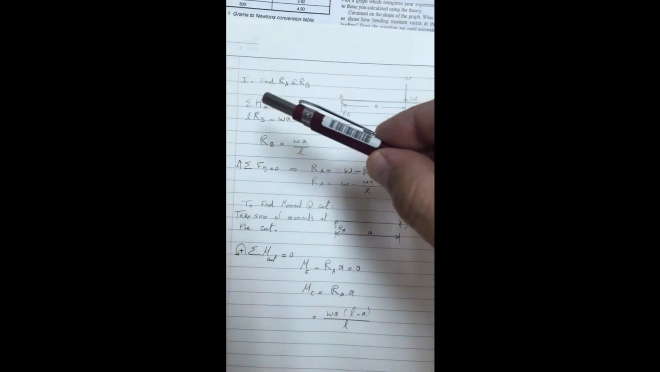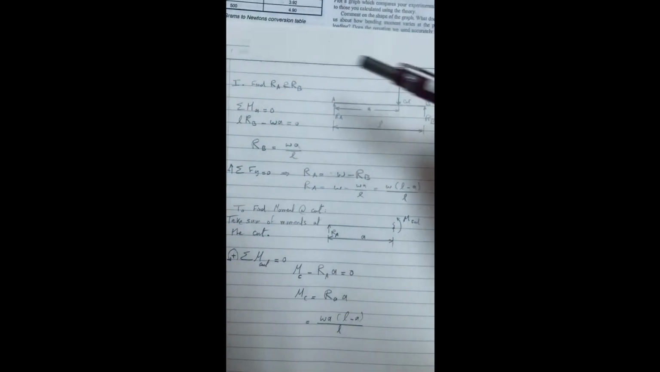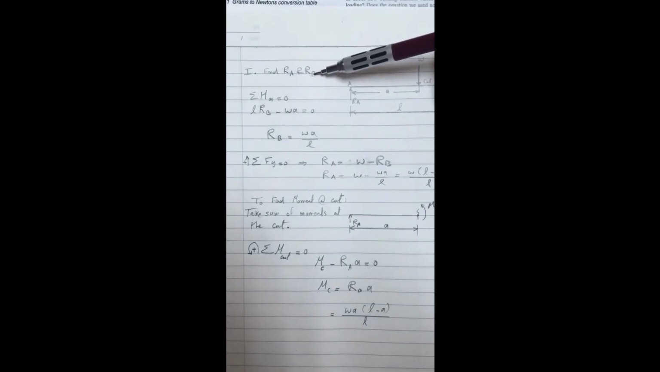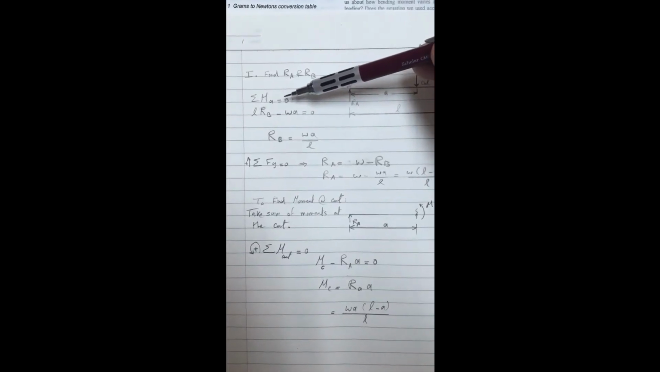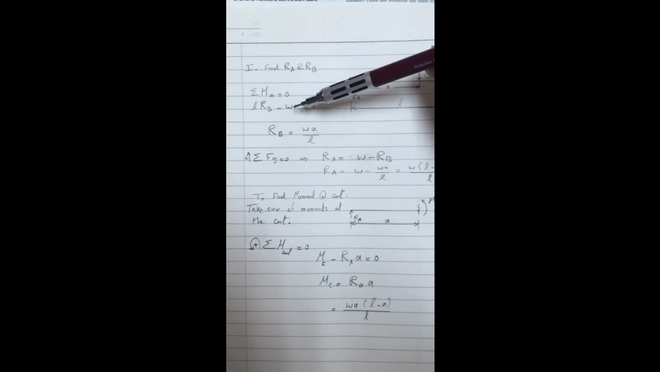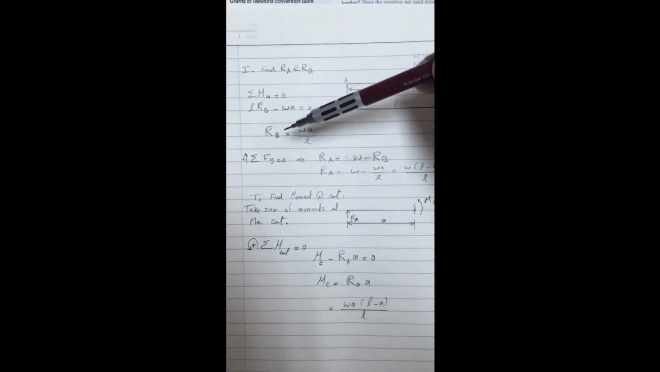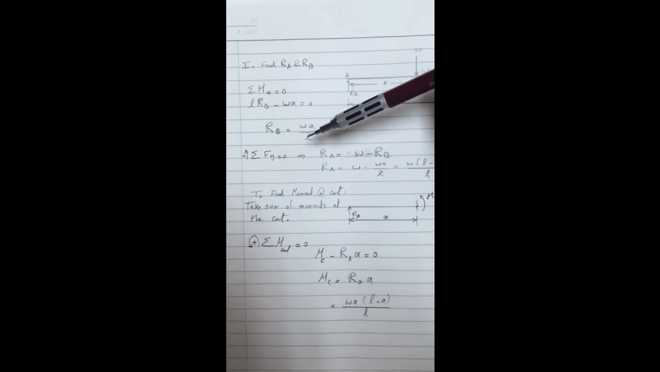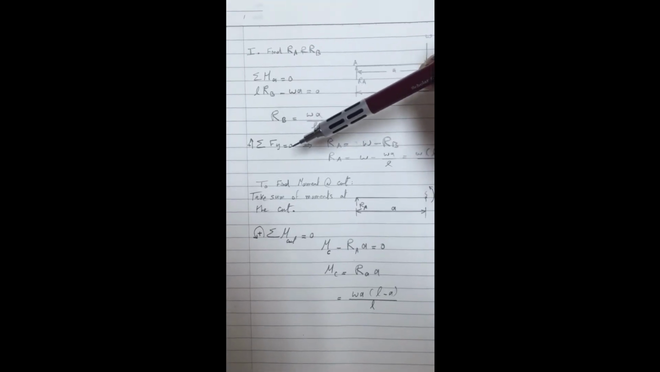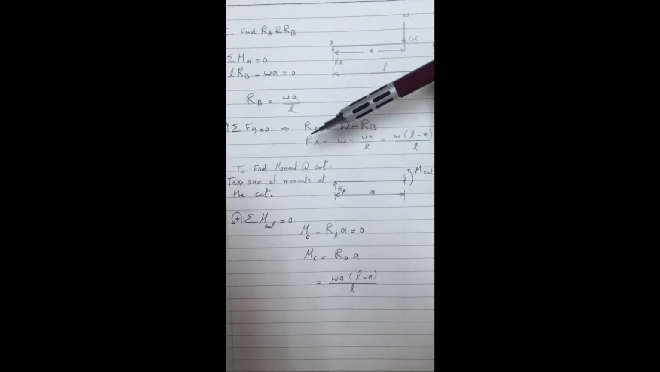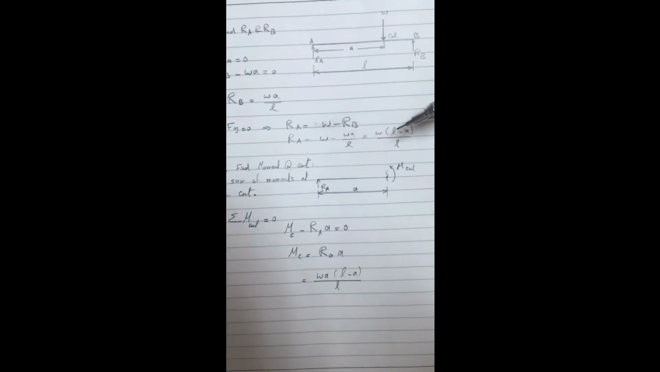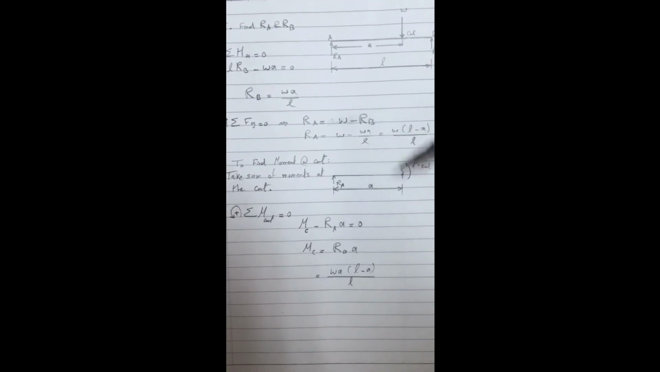Here we are going to explain how to derive this equation. First, we need to calculate the value of RA and RB. So we take the moment at A equal to 0, and this gives us the equation L times RB minus WA equal to 0, RB equal to WA divided by L, and then we take the summation Fy equal to 0, and this makes RA equal to W minus RB, and this makes RA equal to W times (L minus A) divided by L. And now we draw the free body diagram after we make the cut.